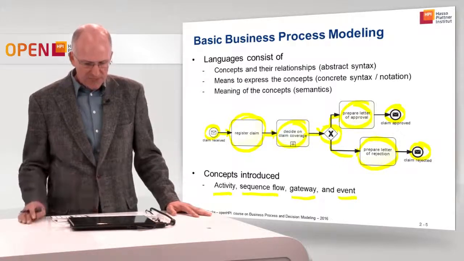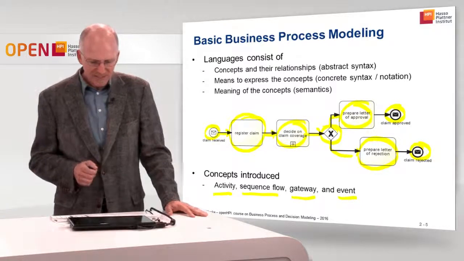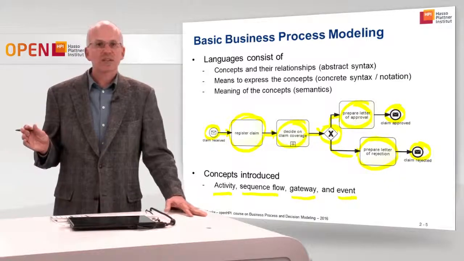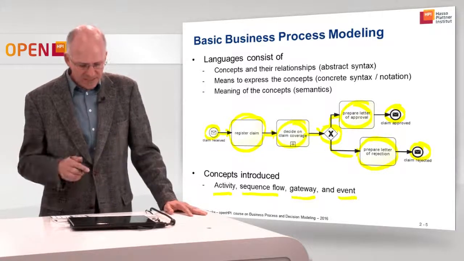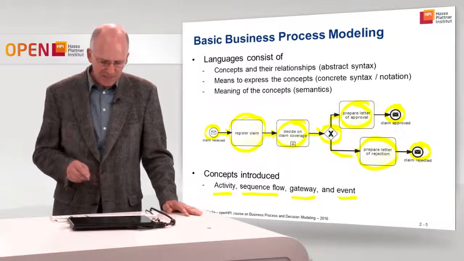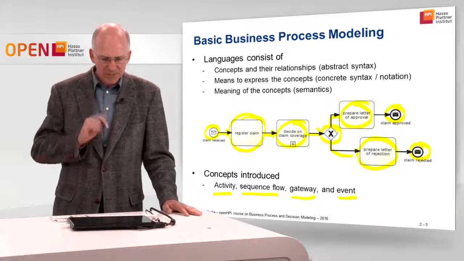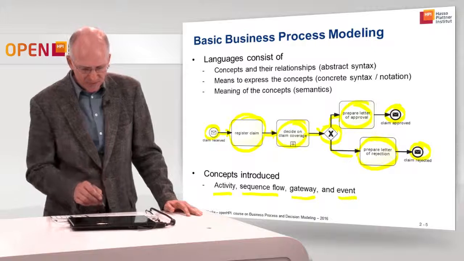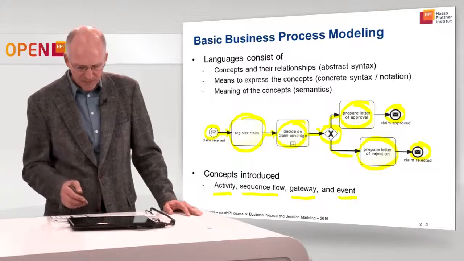But now we need to have ways to express that. And of course, it is already expressed in this slide, and that's also part of the language. I could use any symbol to describe an activity. I could use many different symbols to describe sequence flow, gateways, and events. But the language comes with a notation, and the notation is what you see here. So activities are represented by rectangles with a rounded edge. Sequence flow is represented by an edge. Gateways are represented by this diamond-shaped symbol, and events are represented by a circle.